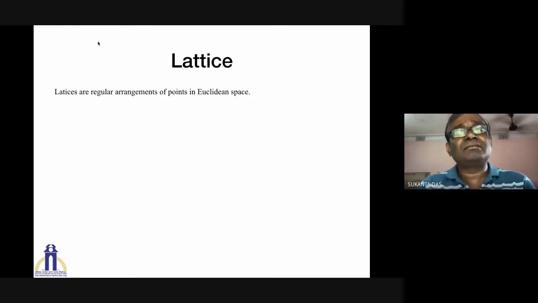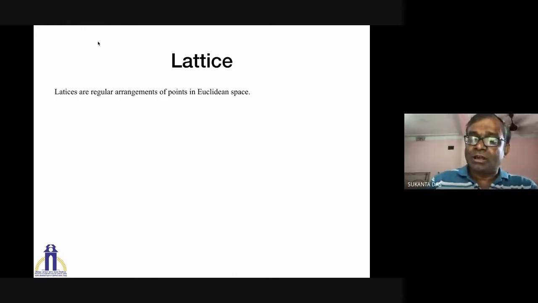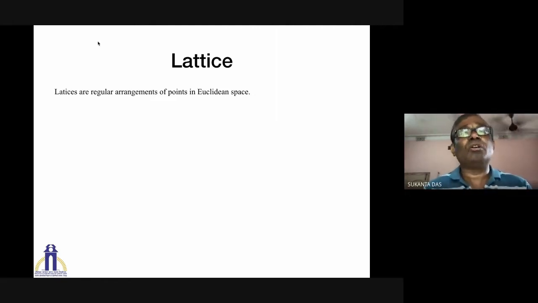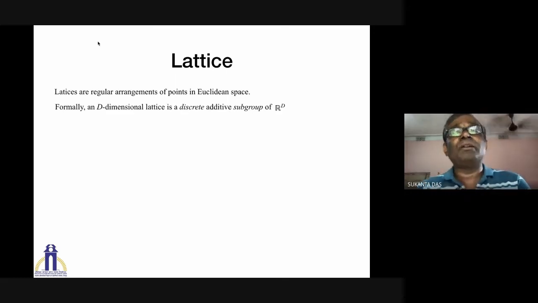So lattices are actually regular arrangements of points in Euclidean space. The points form a regular network. Let us first define it formally. Formally, a d-dimensional lattice is a discrete additive subgroup of R to the power d. What is R? R is the set of reals.